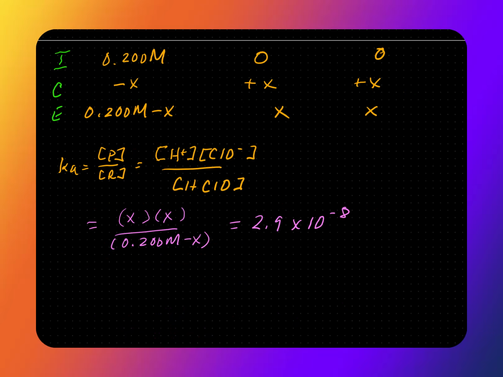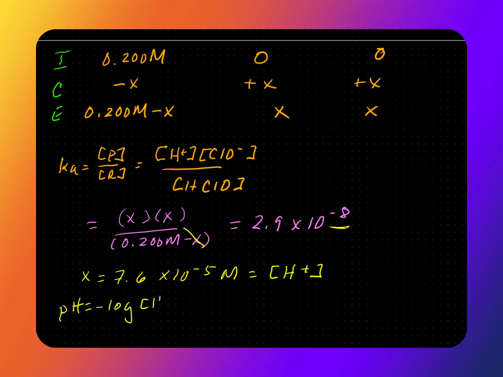I'm going to assume the 5% rule, and I can do that because my Ka is so small; hypochlorous acid does not really want to dissociate. So my X equals 7.6 times 10 to the negative 5th molar. That is the concentration of my H plus at equilibrium. So pH is equal to negative log of H plus, which is negative log of 7.6 times 10 to the negative 5th molar, which equals 4.12 with correct sig figs.